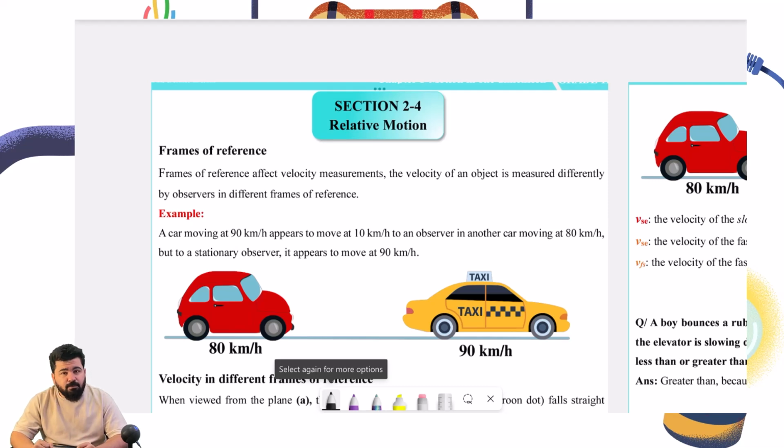We have relative motion in the final section of chapter 2, which is section 4: frames of reference and relative motion. In chapter 1, you studied that in order to calculate the motion of an object, we need a frame of reference. A frame of reference is basically a coordinate system in which you can measure the position, the velocity, the acceleration, the motion of an object in general. Sometimes we can take different frames of reference for the same object.